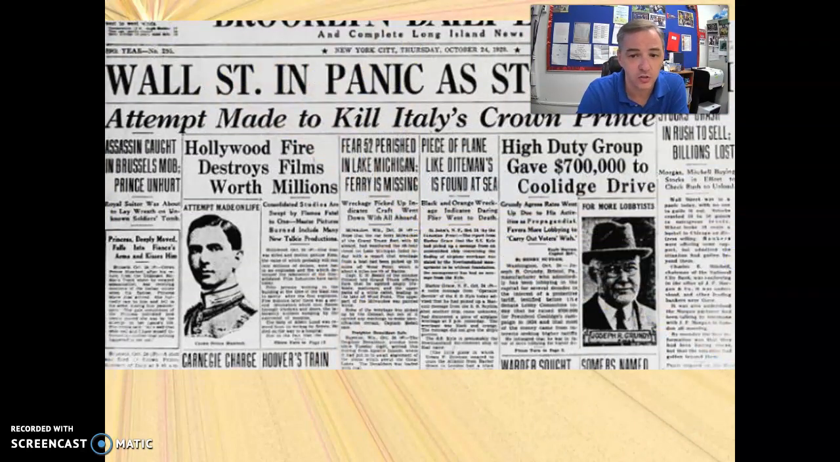And as you can see in this newspaper article that day, October 24th, the week before, Wall Street was in a panic, but you still have articles about assassinations and investigations about crooked politicians, a missing plane. No one really suspected how bad it would be.